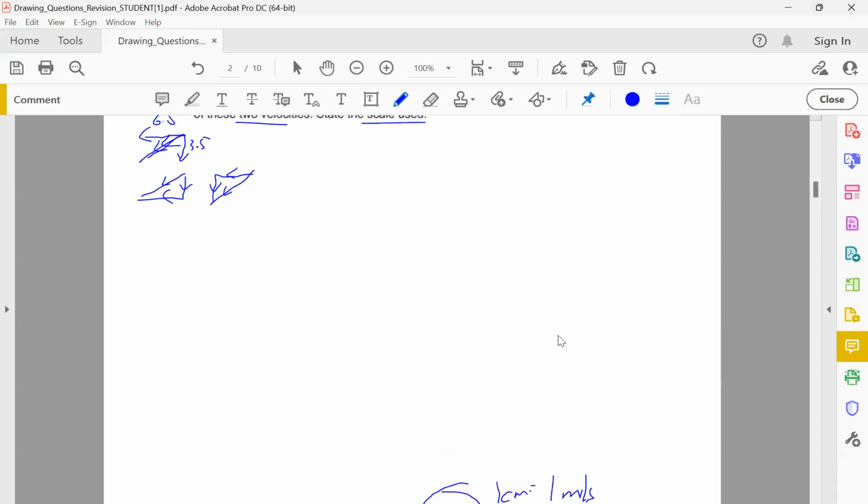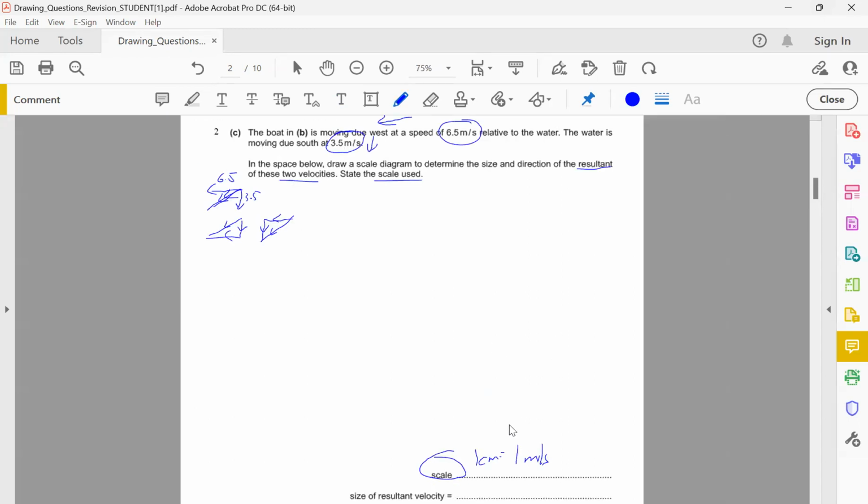If let's say your initial assumption is wrong, your diagram looks something like this, right? You're wrong. Even though you drew the correct diagram, you are wrong because you need to use at least 70% of the given space, right? But if you do this scale correctly, you have drawn something like this. You will draw 6.5 cm here, then 3.5 cm here. Then after that, you connect these two points, right? And you'll find the resultant velocity.